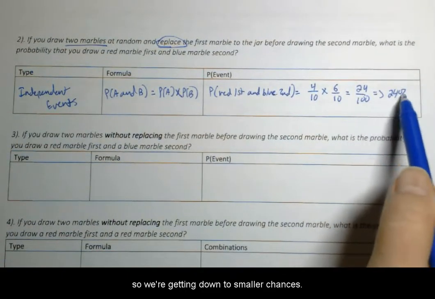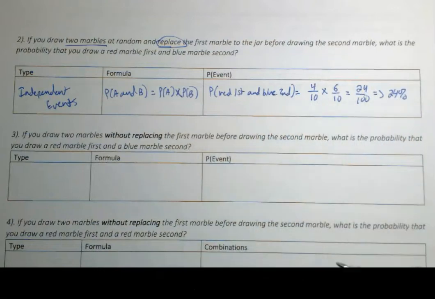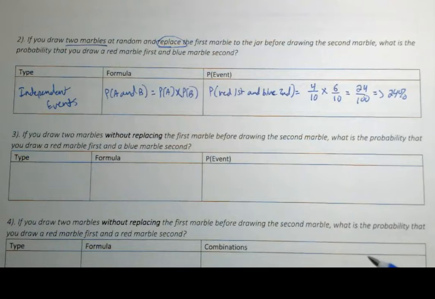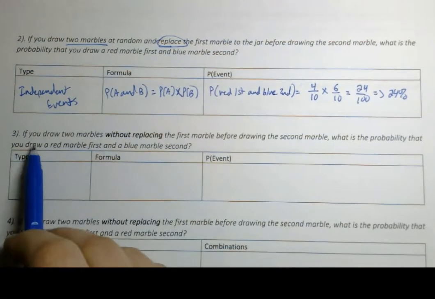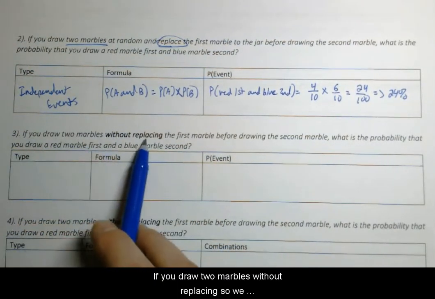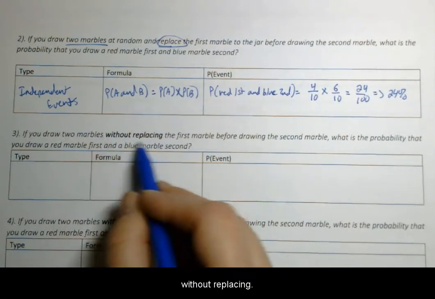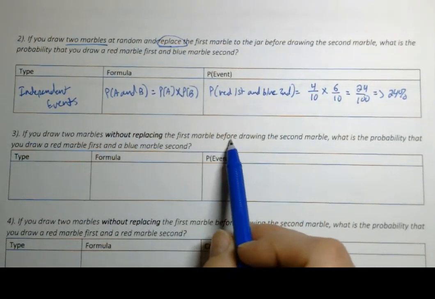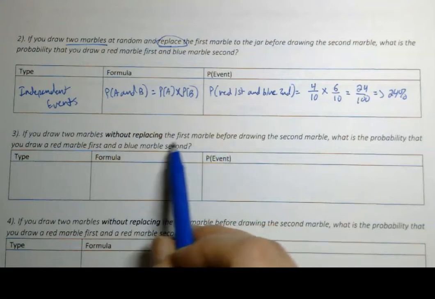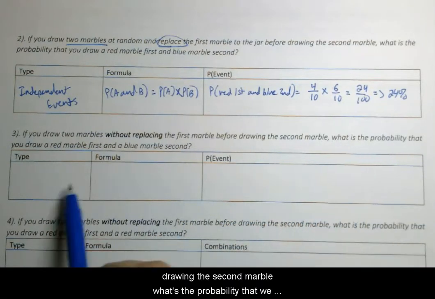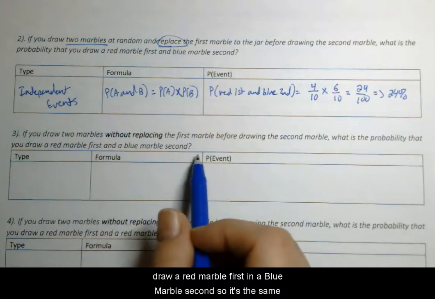So we're getting down to smaller chances. When we take 2 marbles, we're trying to figure out the probability with 2 marbles versus just 1 with a certain outcome. If you draw 2 marbles without replacing, so we replaced in the first one, but what happens if we do it without replacing? The first marble, if we do it without replacing that first marble before drawing the second marble, what's the probability that we draw a red marble first and a blue marble second?